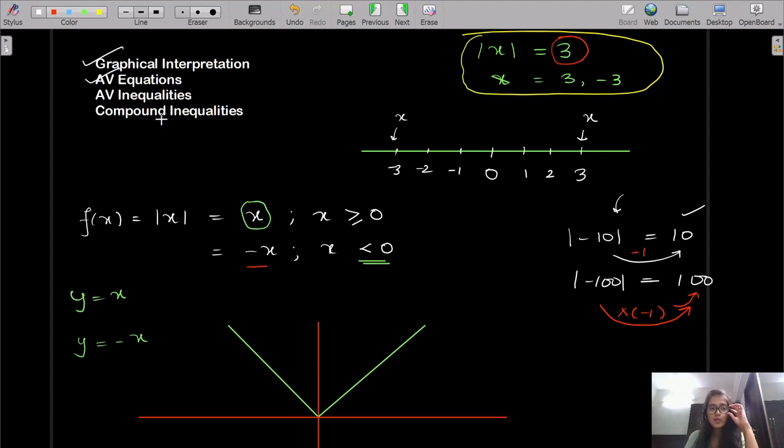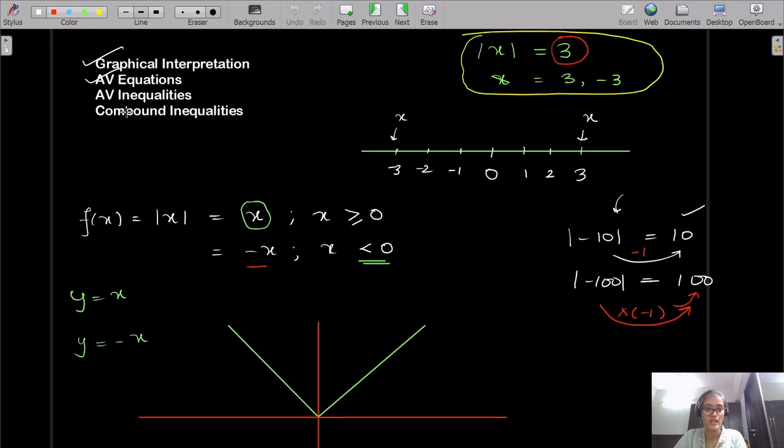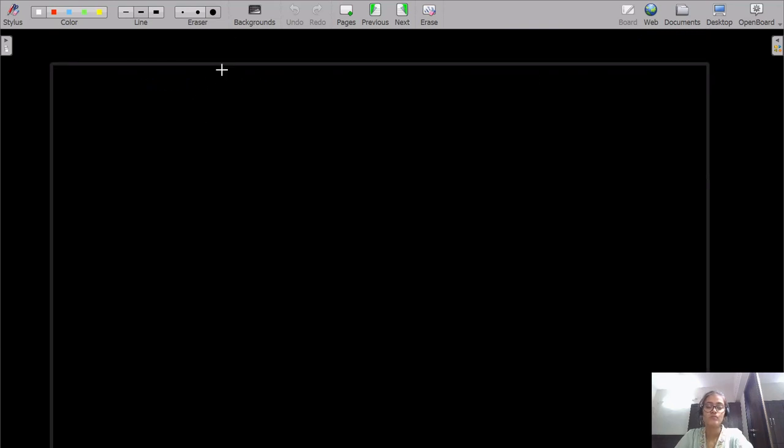Then there are absolute value inequalities and compound inequalities. So the next concept that we have is absolute value inequalities. Now, I'm going to club the two concepts, the third one and the fourth one, which are absolute value inequalities and compound inequalities. So what is an absolute value inequality? It looks something like this. Absolute value, let's say absolute value of x is greater than 1.